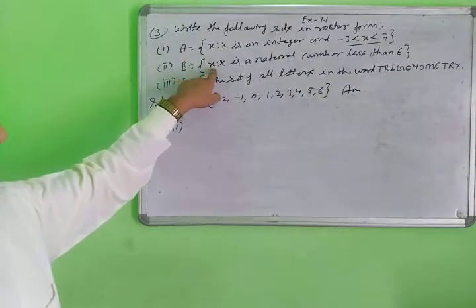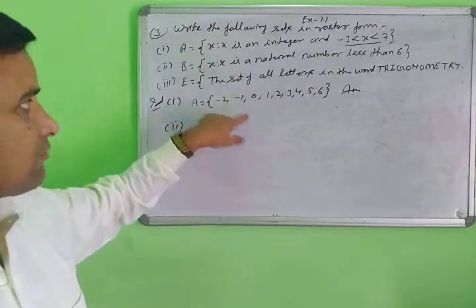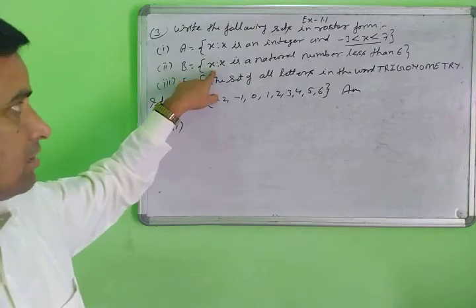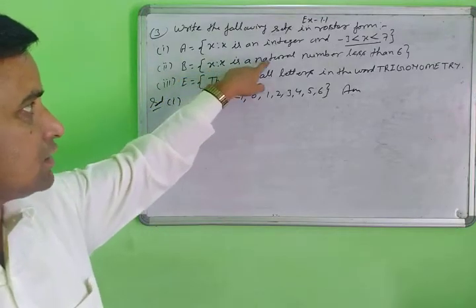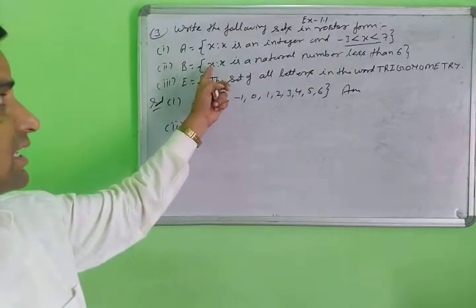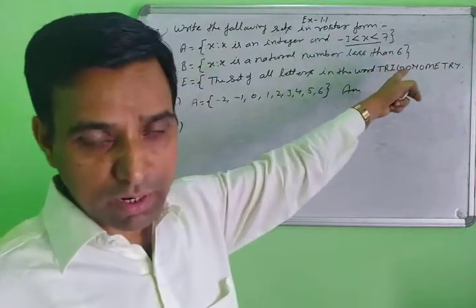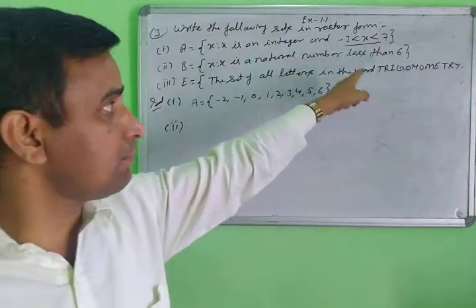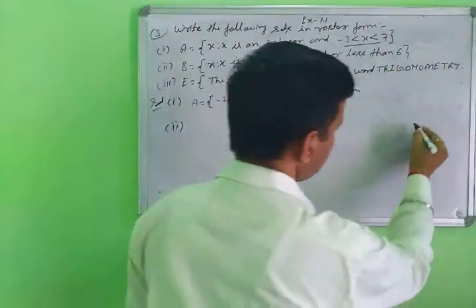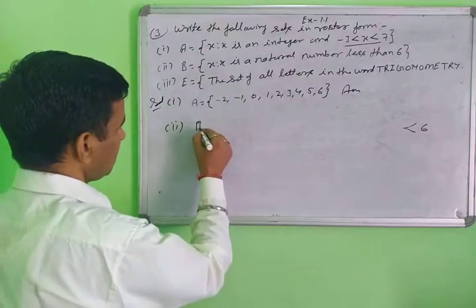What is x? This is the first, second, third. All three parts are in set builder form, and you will convert them into tabular form. x such that x is a natural number less than 6. What values can x take? This is the set builder form: x is a natural number with limit less than 6. So this is set B.